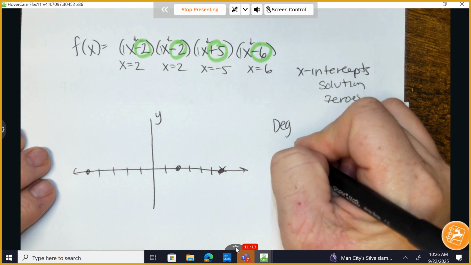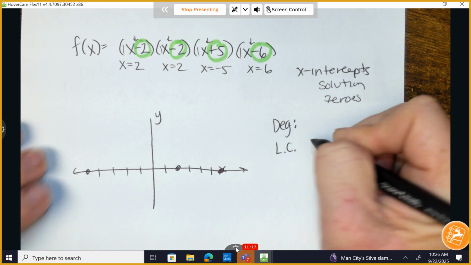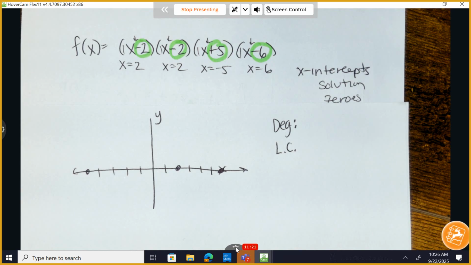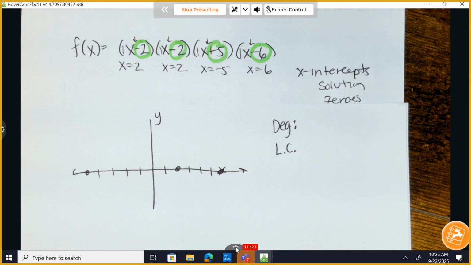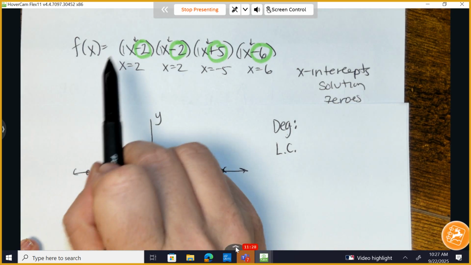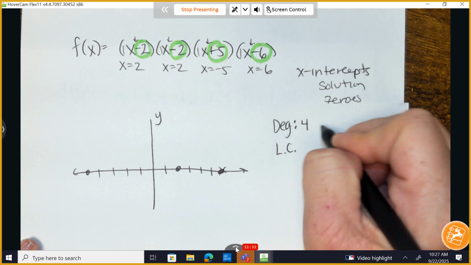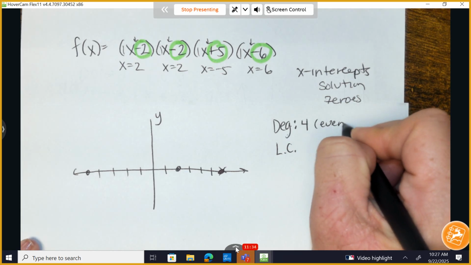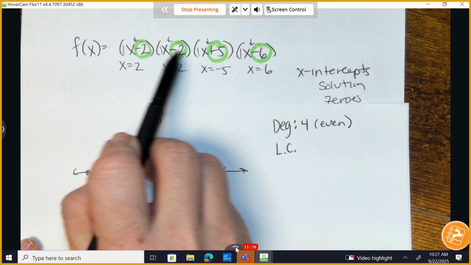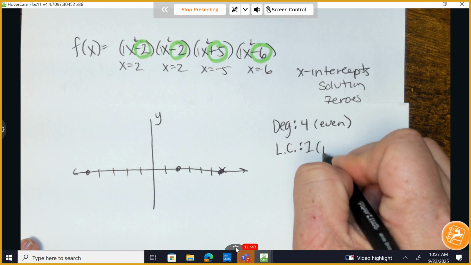Please write down and let's abbreviate. This is going to be the degree and the leading coefficient. Now this looks slightly different than what we worked with before when we were practicing identifying the degrees. So the degree is we need to know how many x's do we have. 1, 2, 3, and 4. We have 4 x's. So it's degree 4, and 4 is an even number. And then the value directly in front of the x's would be 1 times 1 times 1 times 1. The leading coefficient would be 1, and 1 is a positive number.